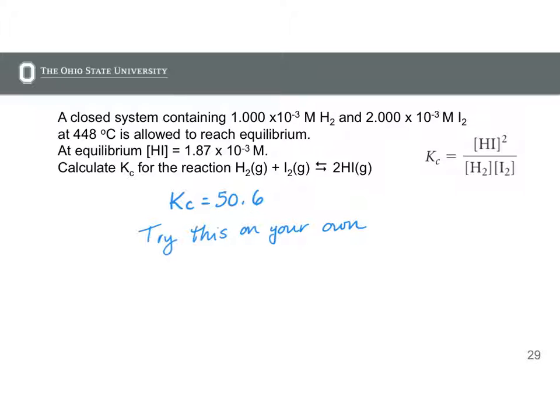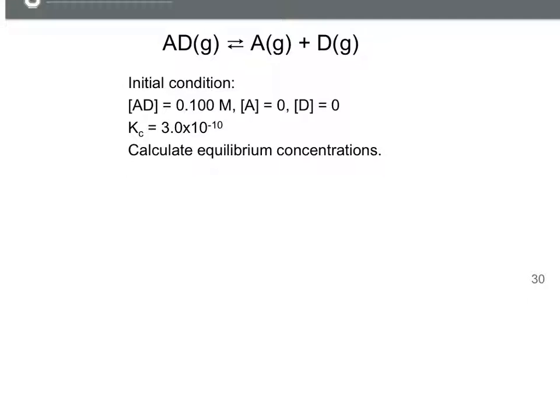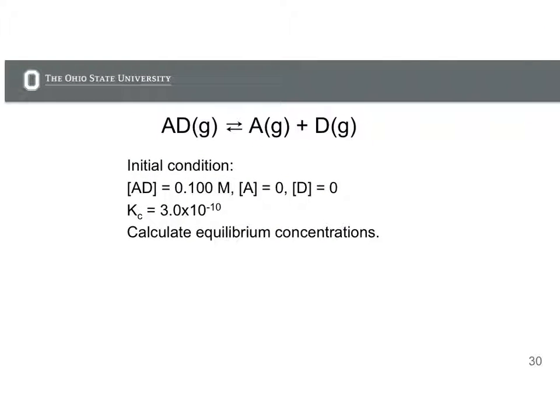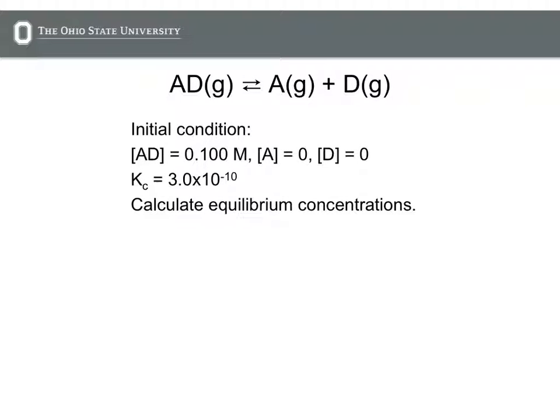All right, in this problem, the reason I would, let me know. The problem here with AD in equilibrium with A plus D, the decomposition, I'm going to do this problem. And the reason being is that this is my one example where we can ignore X in relation to the initial concentration. So I can walk you through that again. So hopefully hearing it a second time, it'll stick.